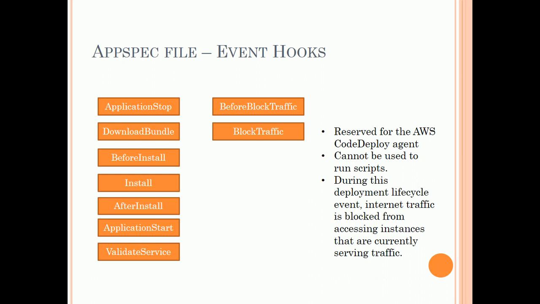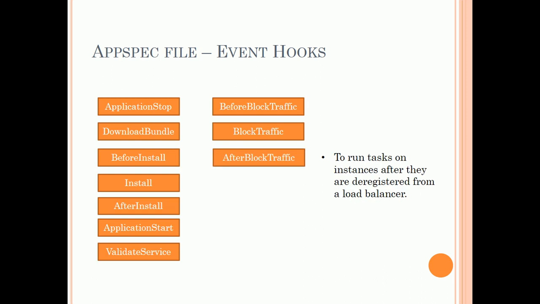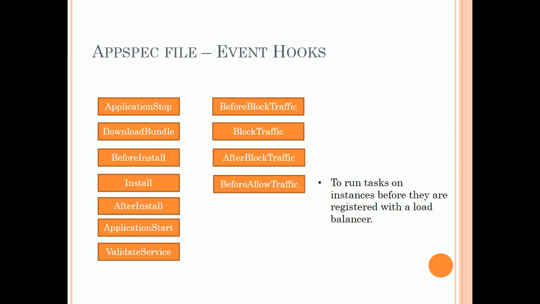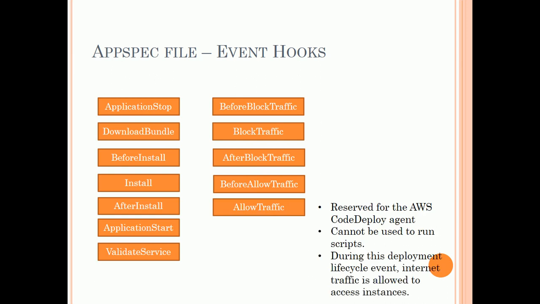The next is after block traffic. For this event hook, we can specify the scripts to run tasks on the instances after they are deregistered from a load balancer. The next event hook is before allow traffic. This event hook is used to specify the scripts to run tasks on the instances before they are registered with a load balancer. So we can say that this will be in our blue-green deployment, for our replacement instances.